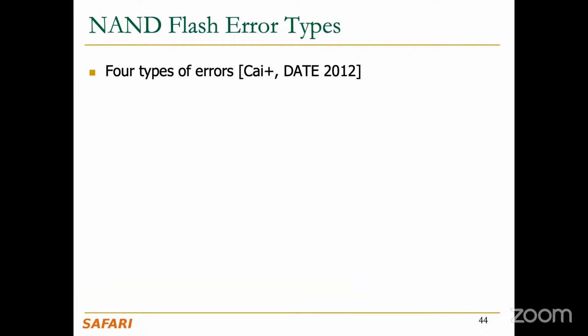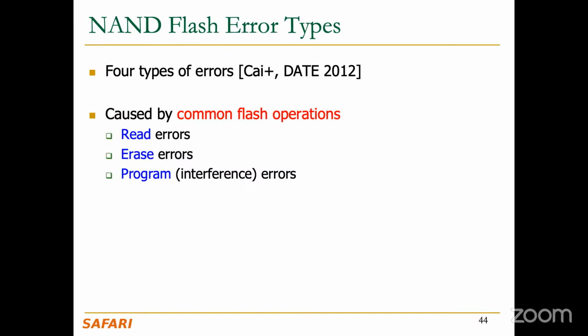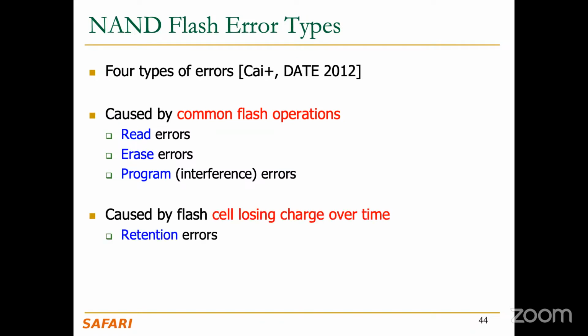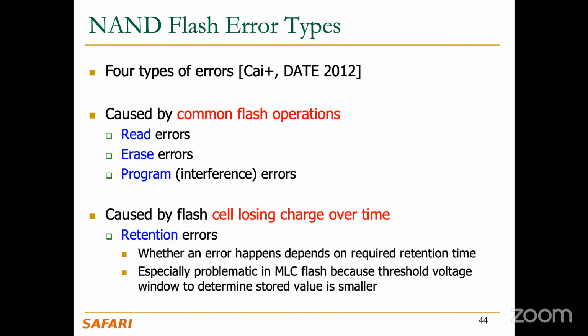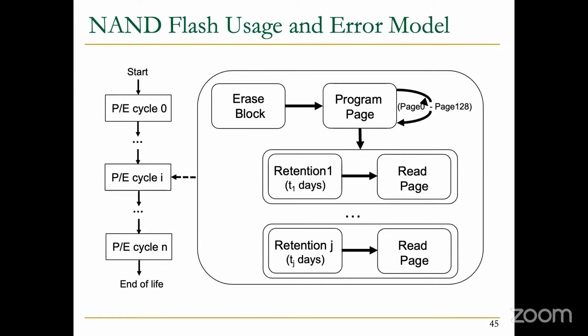So basically, we will focus on 4 types of errors mostly. One category is those caused by common flash operations, like read errors, erase errors, and program interference errors. And there are some errors caused by flash cells losing charge over time, which are retention errors. As I said, retention error is especially problematic in MLC, TLC, and QLC flash memories because your margins are closer to each other.